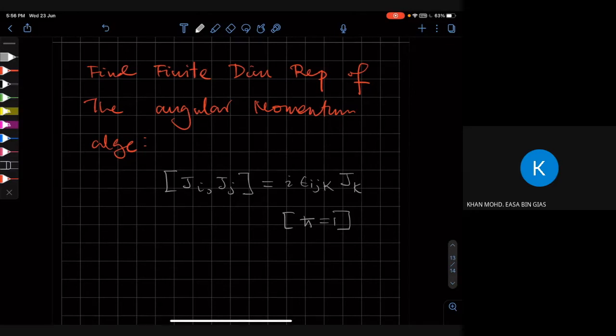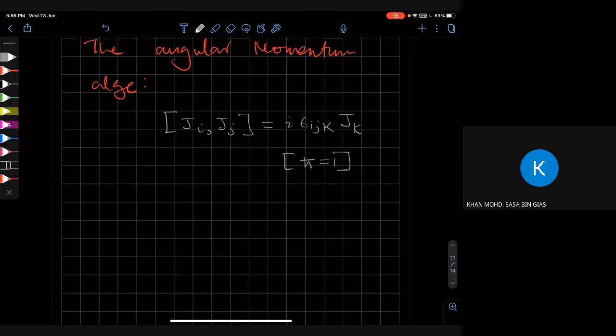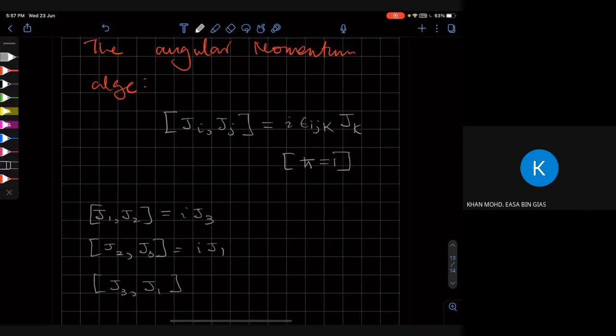Okay, so let's do this. These are three non-trivial equations. There are a few trivial equations here. The commutator of J1 and J2 is i times J3. The commutator of J2 and J3 is i J1. And the commutator of J3 and J1 is i J2. Okay, these are the three equations.